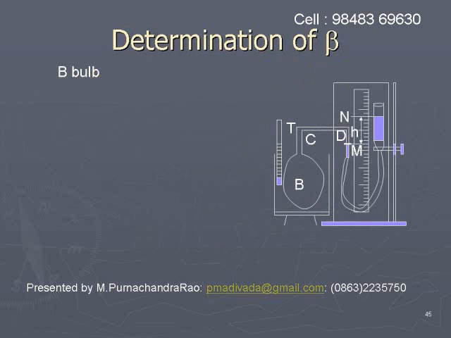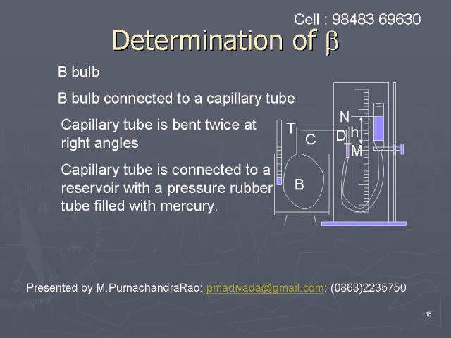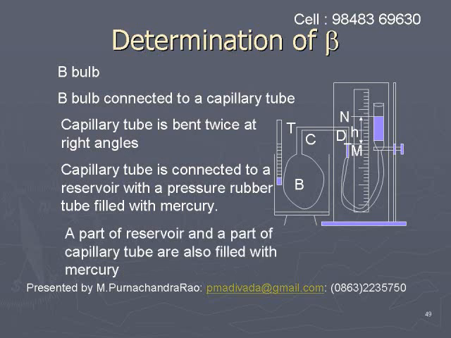Here, the apparatus can be described like this. It consists of a spherical bulb B, which is connected to a capillary tube CD bent twice at right angles, and this capillary tube is connected to the reservoir with a pressure rubber tube, which is filled with mercury. So, a part of the capillary tube and the reservoir will also contain mercury. The colored part indicates mercury, and this reservoir is fitted to a vertical stand.